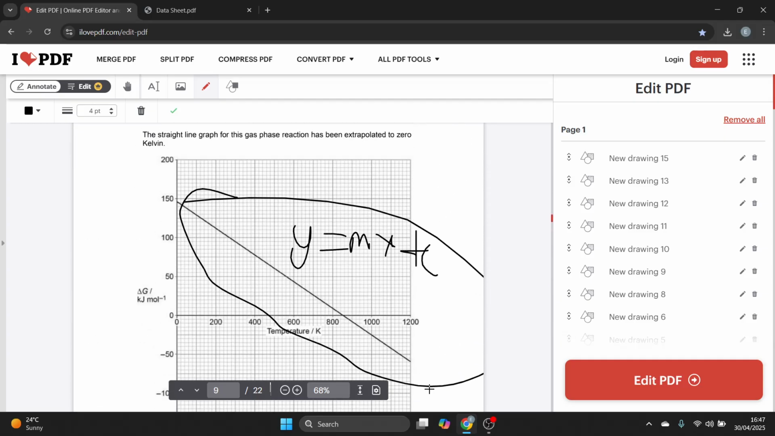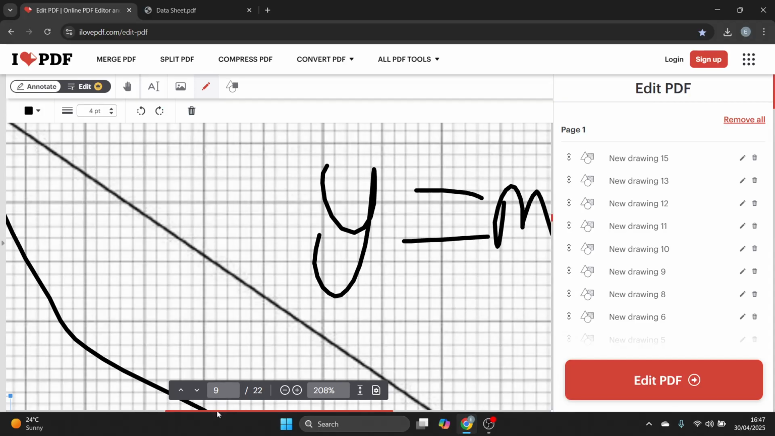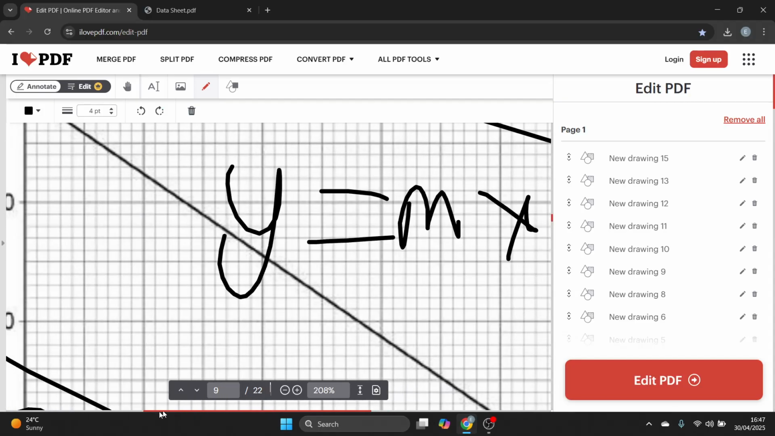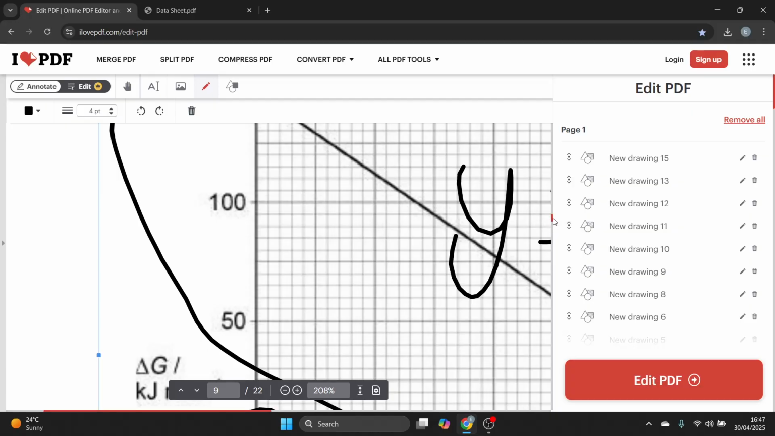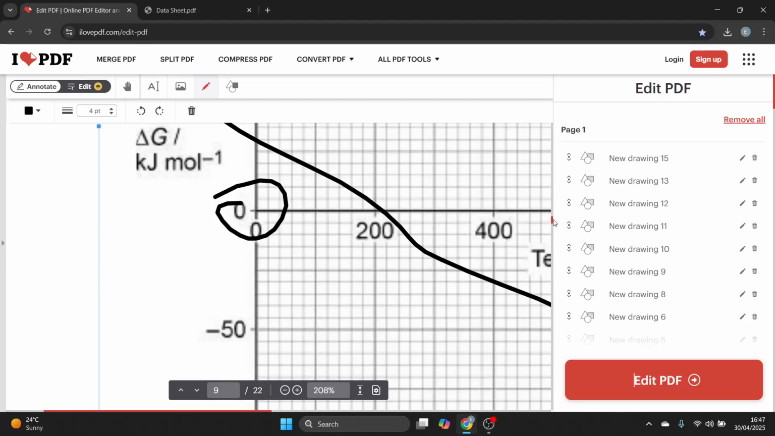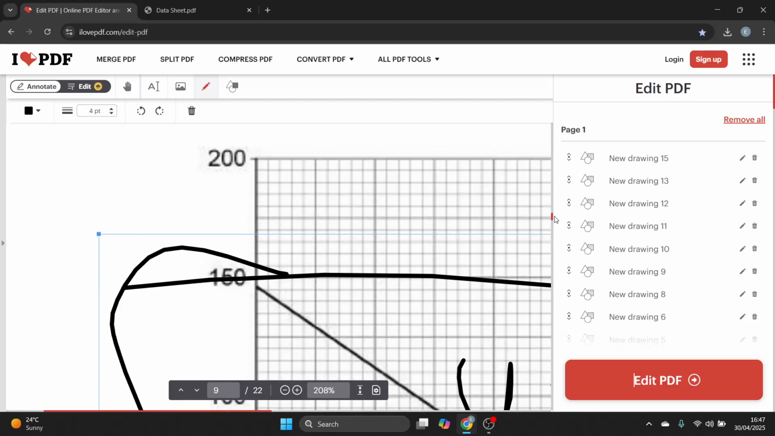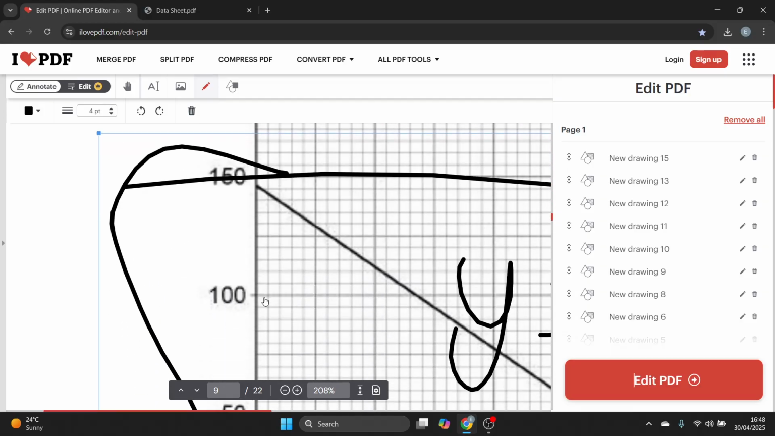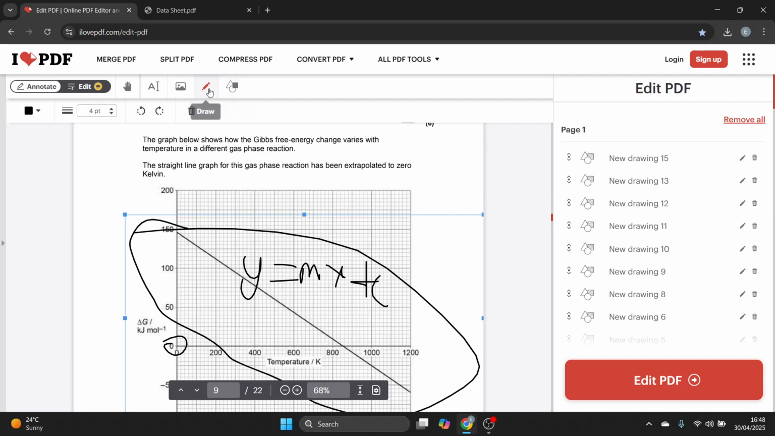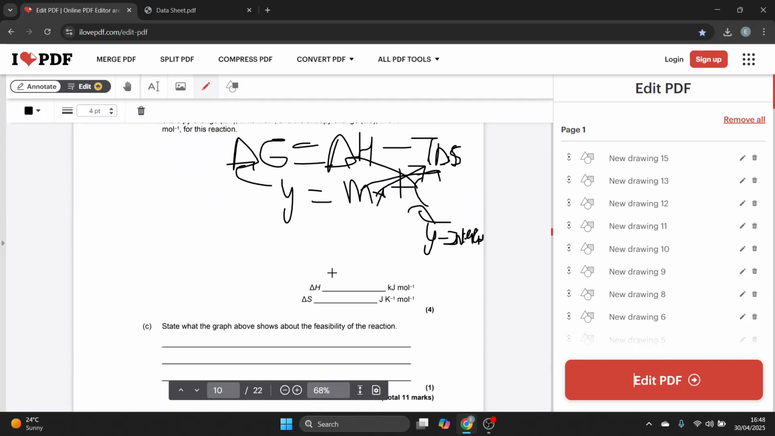So the y-intercept is when x equals 0. I zoom in, go here, and I can see where it intersects. There we go. That's 125, 130, 135, 140, 145. So that is delta H. Just from that, I've got delta H, plus 145. Now the gradient.